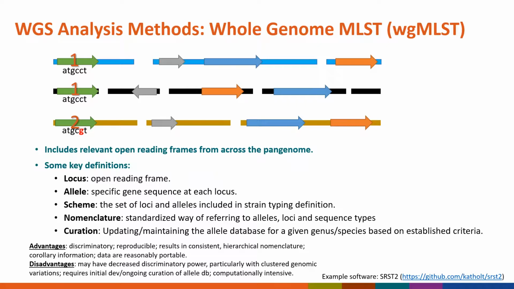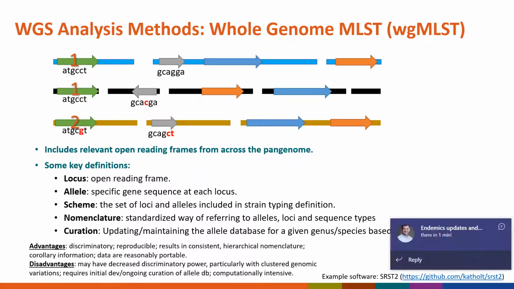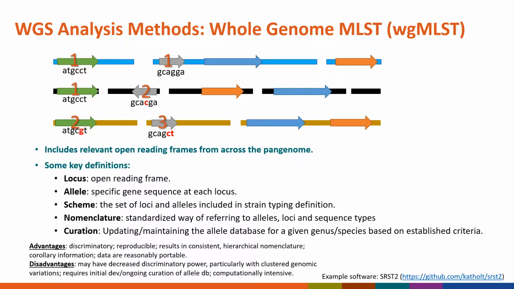A scheme is a set of loci and alleles that are included in the strain typing definition. Schemes are usually defined by the genus or species of the organism that you're subtyping. Nomenclature is a standardized way of referring to alleles, loci, and sequence types. So calling it allele number one or two is just a standardized way of communicating about it. Curation for these databases means updating and maintaining the allele database for a given genus species based on established criteria.